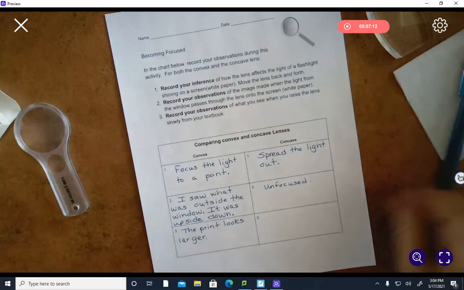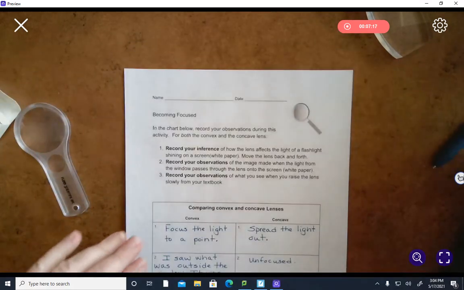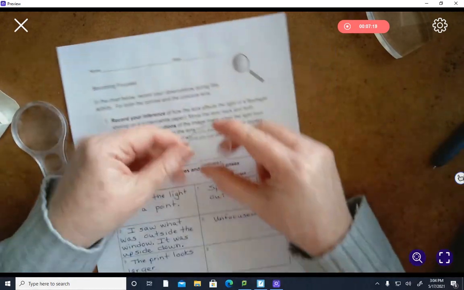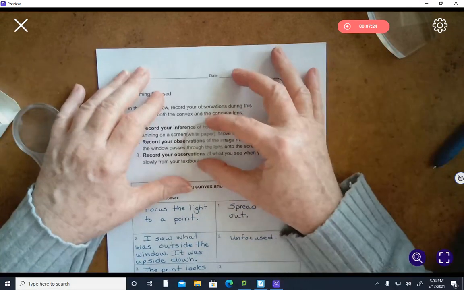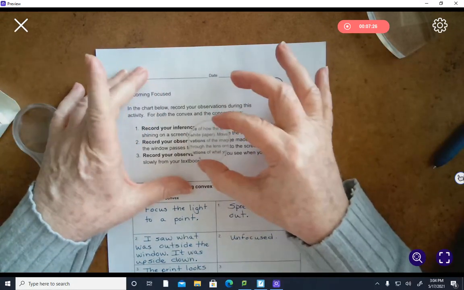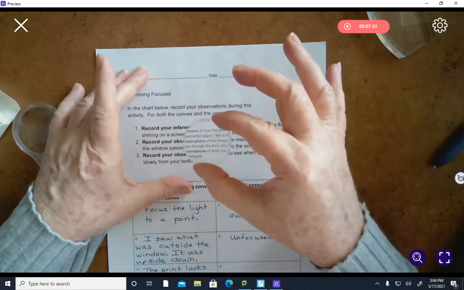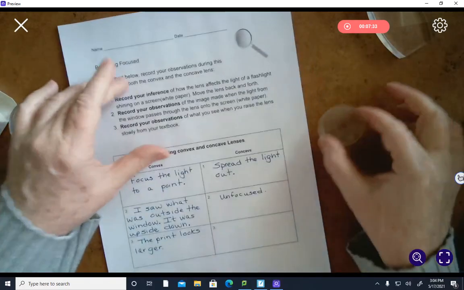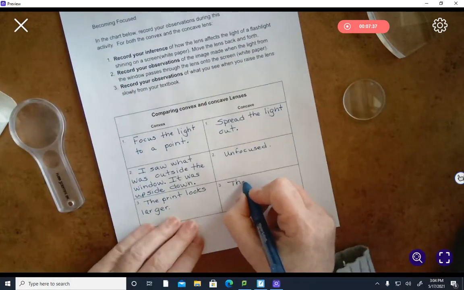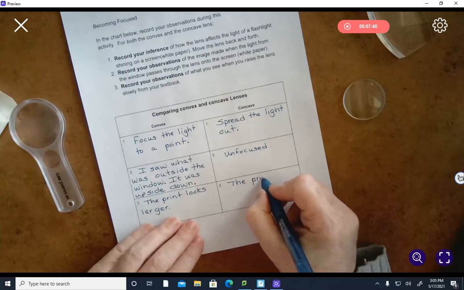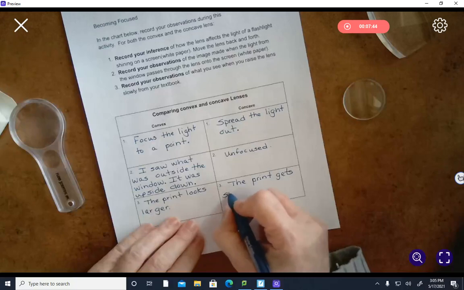So if you take a second, what do you think is going to happen when we take the concave lens? So here the concave lens is over the print. So what's going to happen as I pull it away? Don't know if you could tell, but what's happening to the print? It is getting smaller. So the print gets smaller.